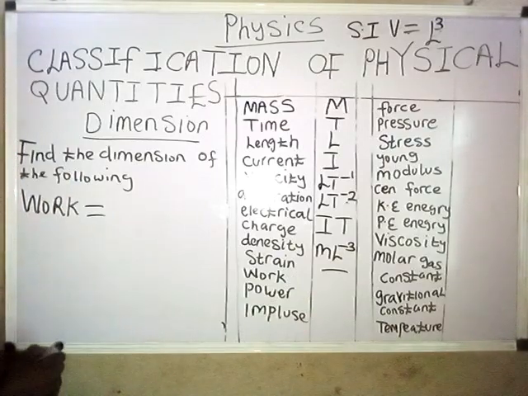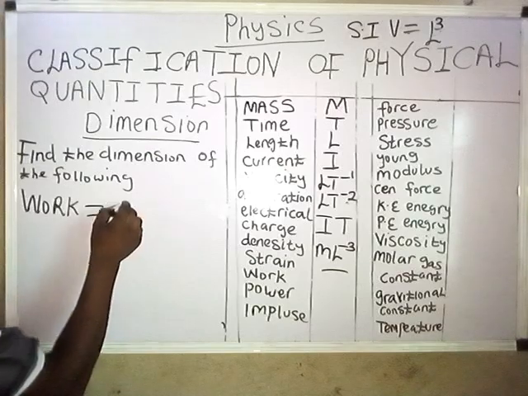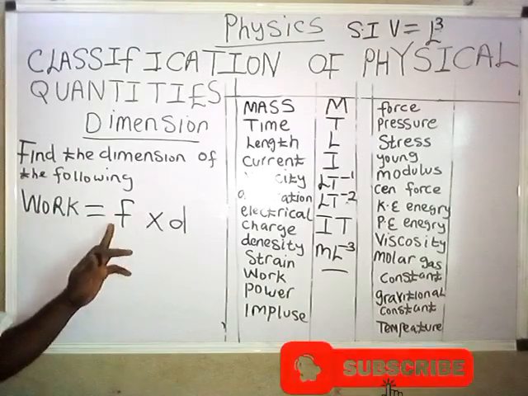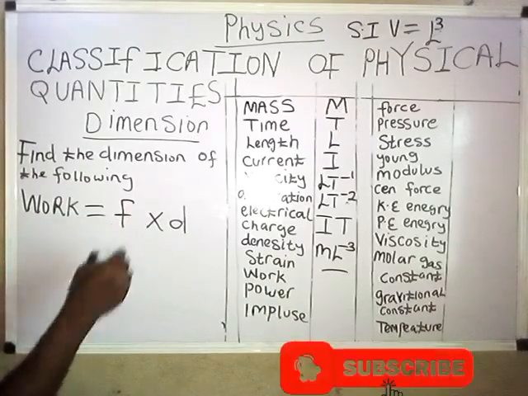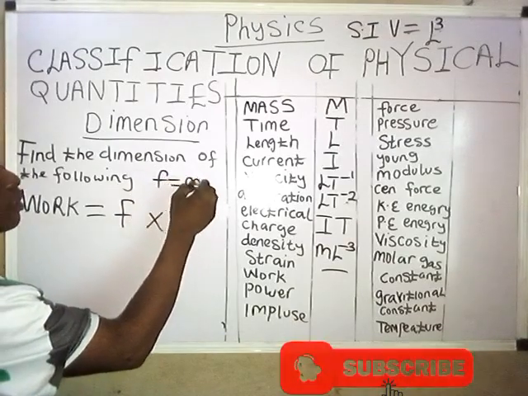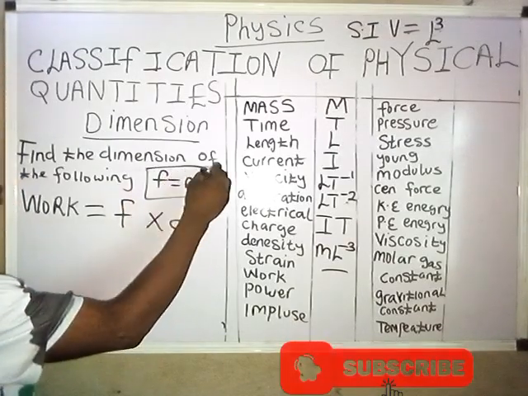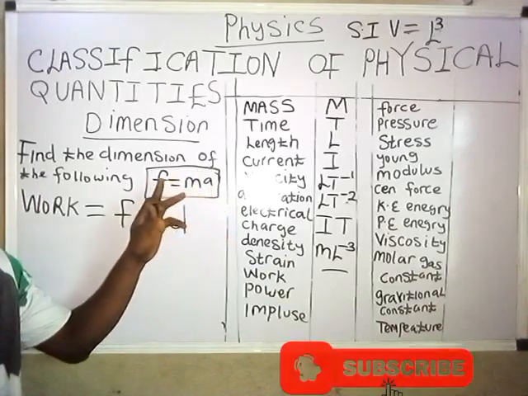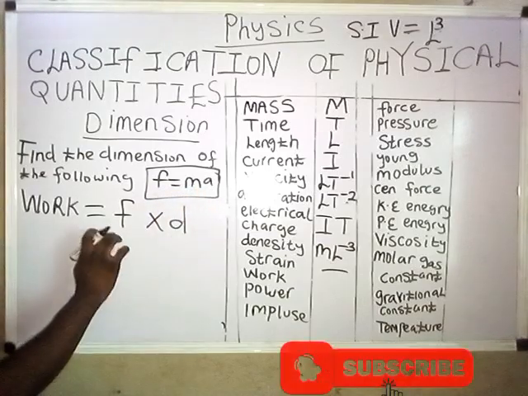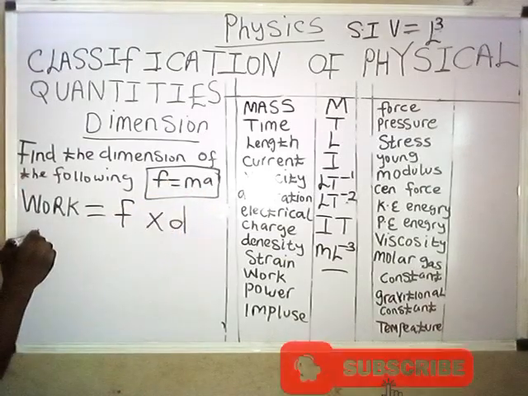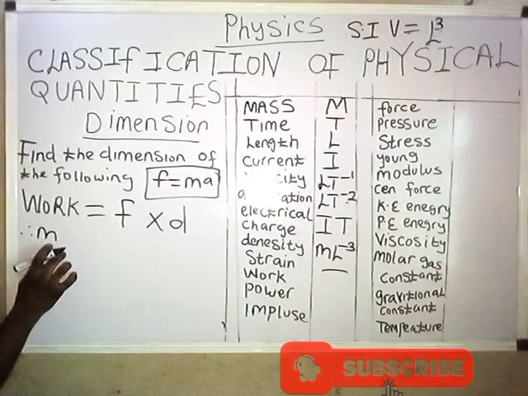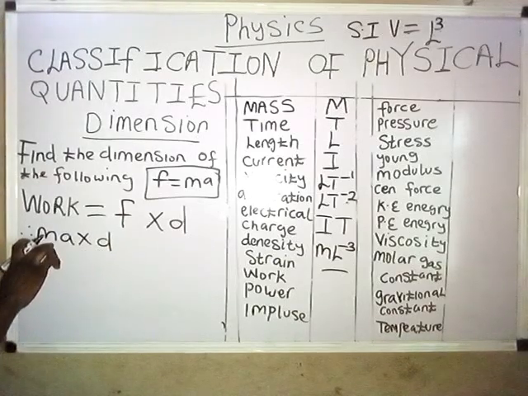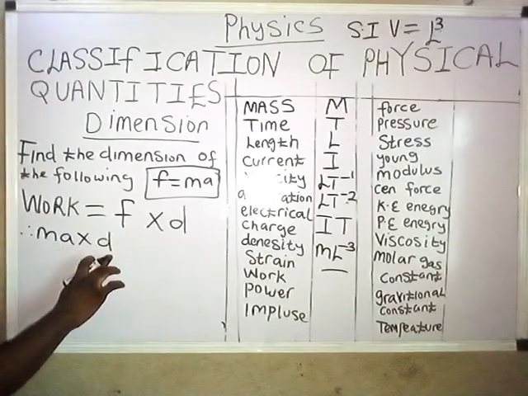The formula for work is force times distance. Let me use the first letter to represent it: force, letter F, times distance. Force can be broken down with the formula that force is equal to ma, mass times acceleration. So let us say force is ma, therefore work is ma times d. So this is mass, acceleration times distance.